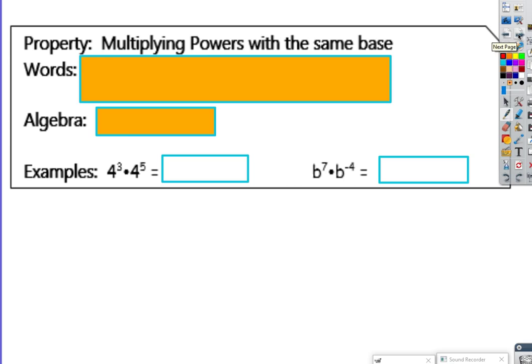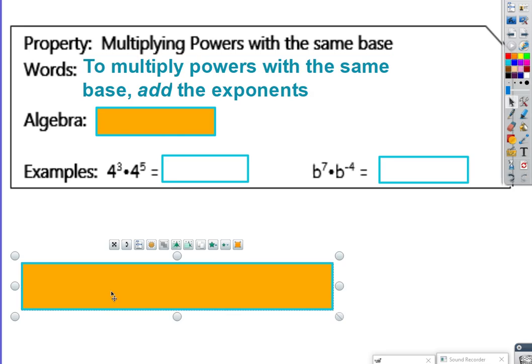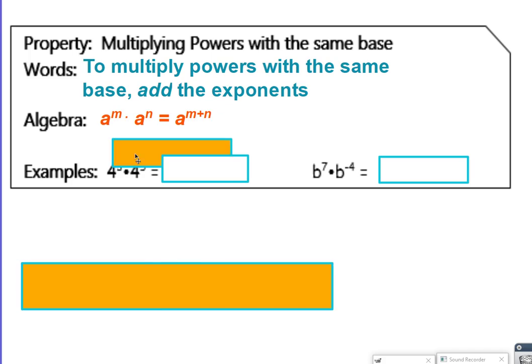So here is the property. What do you do when you multiply powers with the same base? To multiply powers with the same base, you add the exponents. The algebra is a to the m times a to the n equals a to the m plus n. If at any time you need to pause this, just hit pause as you take your notes and then resume when you are ready.